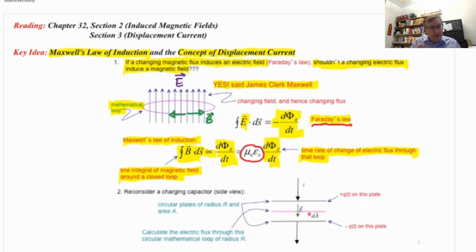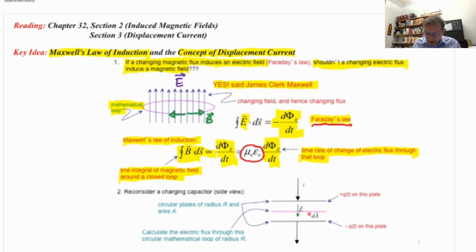And that's the first time we've seen them both together in the same equation. And that is, it turns out, a clue to something very profound about electric and magnetic fields, which we will learn in the next chapter that we study. But for now, we're just going to take this as a correct statement of nature, Maxwell's law of induction.